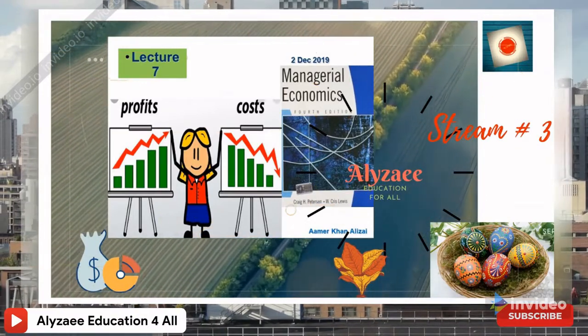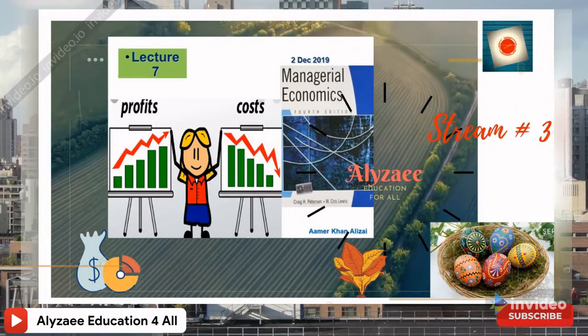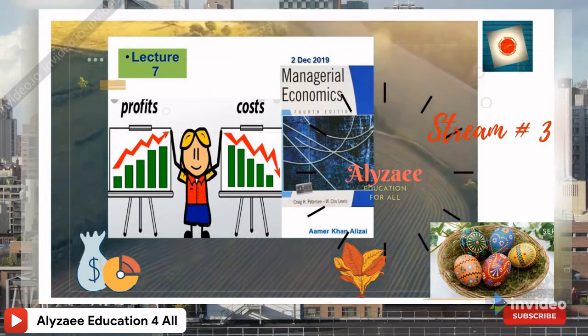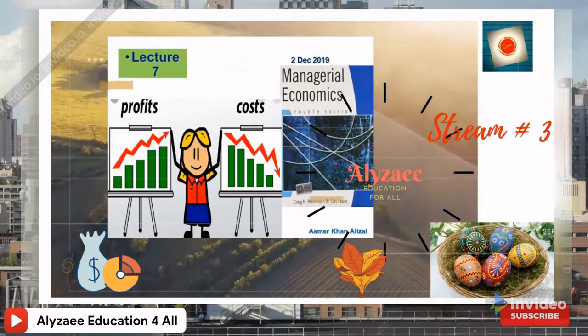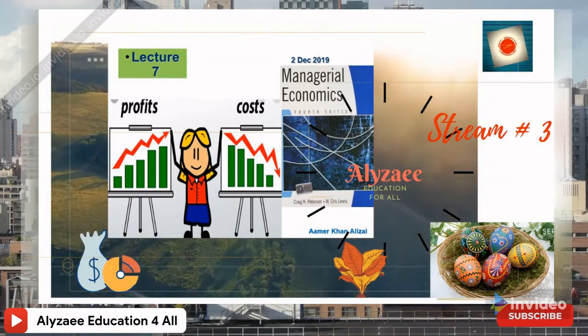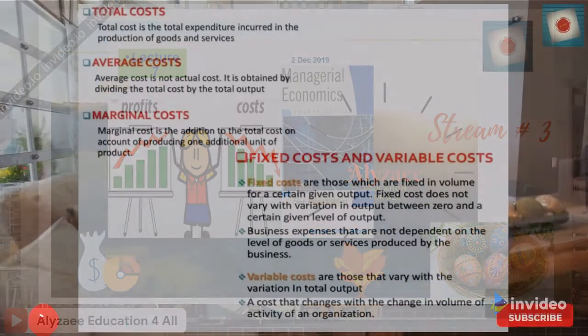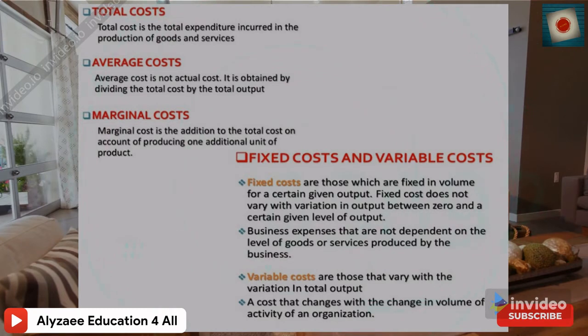Chapter 7, stream 3, in this we will be discussing total cost, average cost, marginal cost, the definition, and with some examples to have better understanding. Direct cost and indirect cost kya hoti hai, implicit or book cost kya hoti hai. So we will be discussing it with opportunity cost. So to have better understanding on cost, we discuss karenge ki ye total cost, average cost, marginal cost mein kya fark hai.